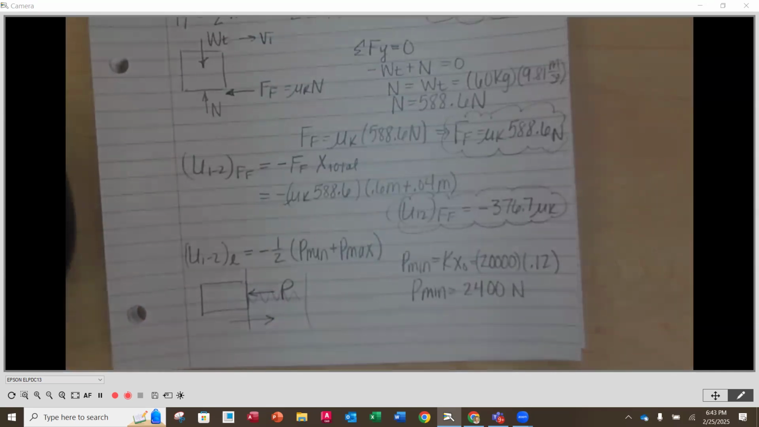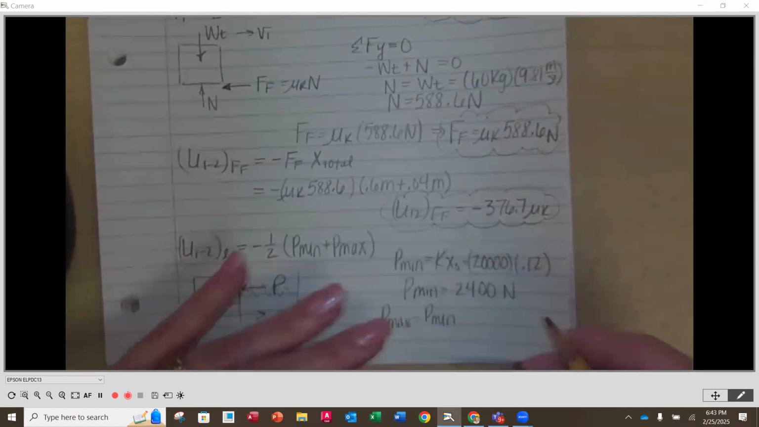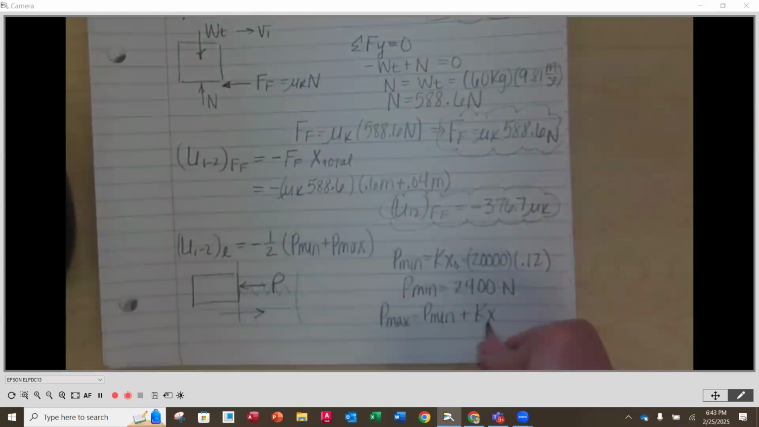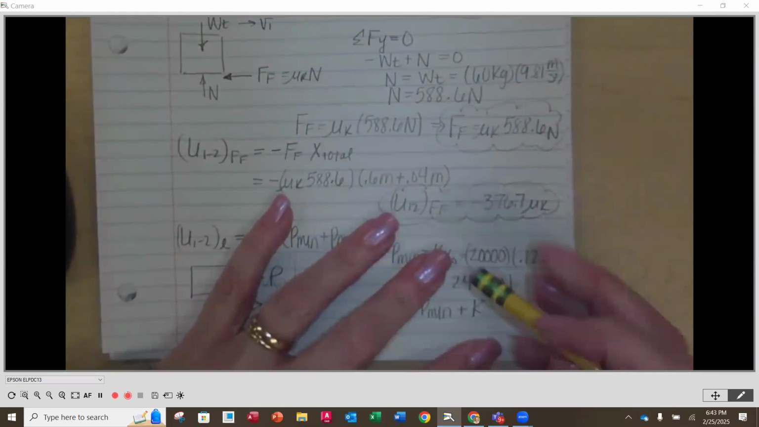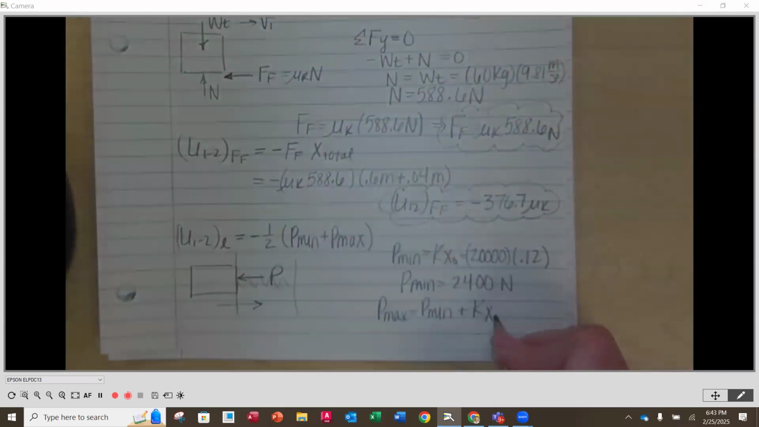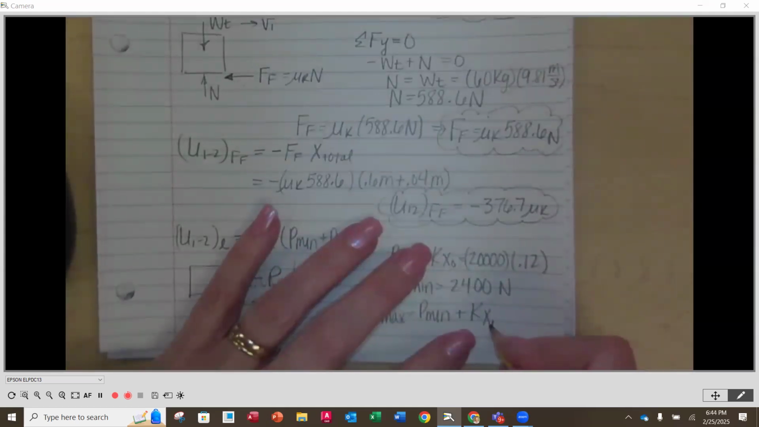Good question. So now P max is going to take that preload, the P min, and add to it how much force it's going to see based on compressing it an additional 40 millimeters. So P max is going to be equal to P min plus K times, and we're going to call that, what did I call it? Delta X, sorry. What do we want to call that? X1. Okay, X0 and X1. Sure, we'll do that. And that's going to be our 40 millimeters.